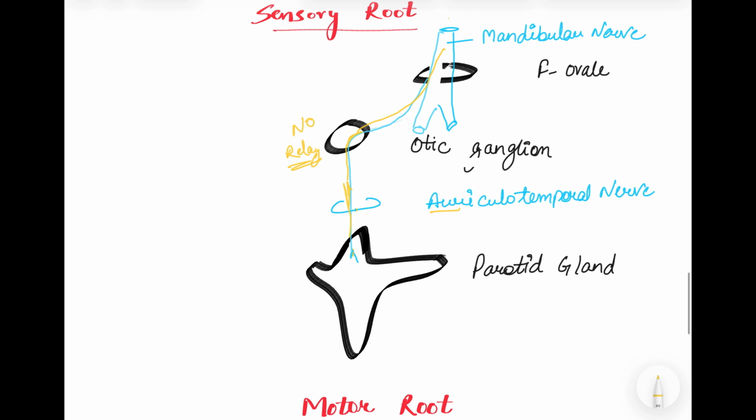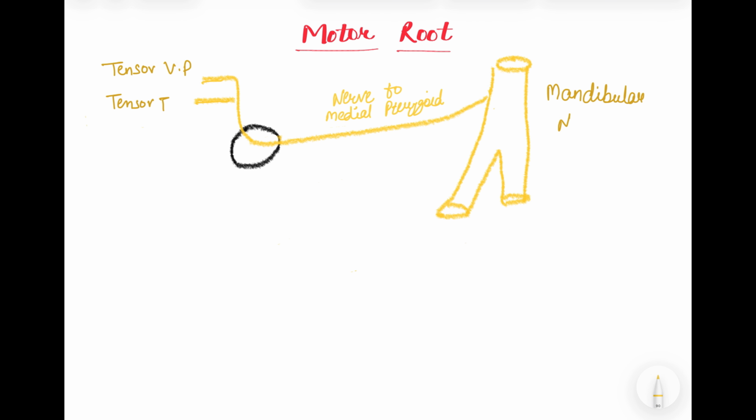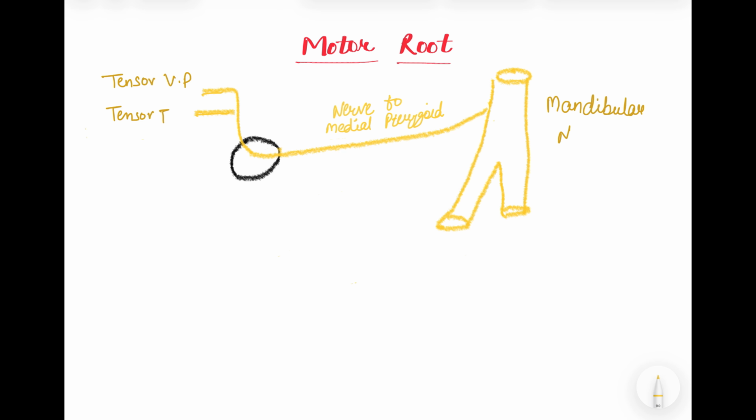So lastly, we will be taking up our motor root, right? As we know, we have 4 roots. So lastly, we will be talking of the motor root. So for the motor root, as there is a muscle, we have talked medial pterygoid, and the nerve to medial pterygoid is arising from the trunk of your mandibular nerve. So from the trunk, the fibers are arising to supply the medial pterygoid muscle.